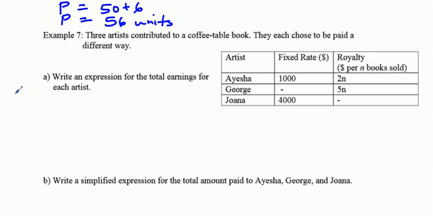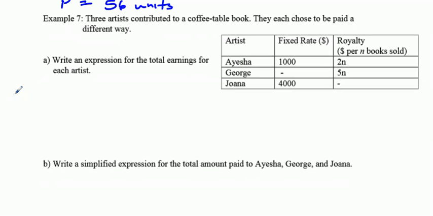Okay, lots of examples today. Let's do one more. 3 artists contribute to a coffee table book. They each chose to be paid a different way. So Aisha took a fixed rate of $1,000 plus she took a royalty, which means she's getting paid per book of $2 per book that she sells. George decided to take a bigger royalty, so $5 per book that he sells. And Joanna decided to take just a flat fee of $4,000. Maybe she didn't think the books were going to sell too well, so she took her money and ran.